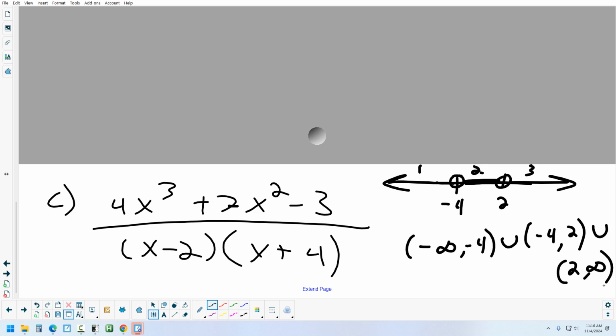So 2 to infinity. So when you have 2 numbers you can't use in the domain, you have to write 3 intervals. And generally that's as many as we do. Any question on that one?